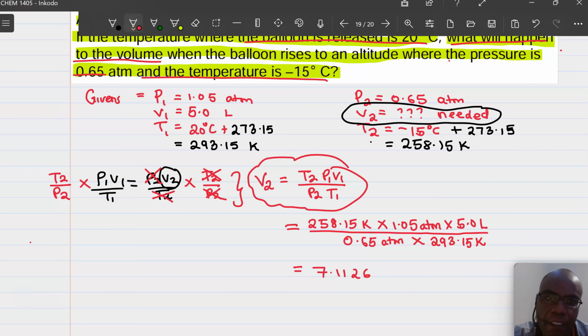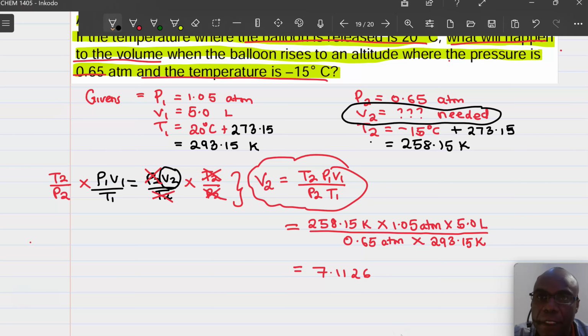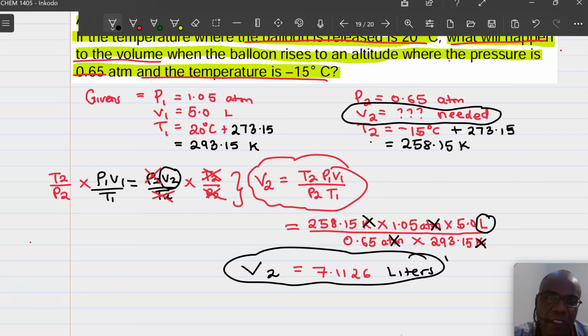7.1126. Now, what are the SI units? We can tell that the K and the K will cross out because they're divided. ATM and ATM will cross out because it's divided. We are left with liters, which is what you are looking for. We are looking for the later volume, the new volume. So that's correct. If factors are changed, starting with pressure of 1.05, volume of 5, and temperature at 20 degrees for the toy balloon, this will be the new volume.